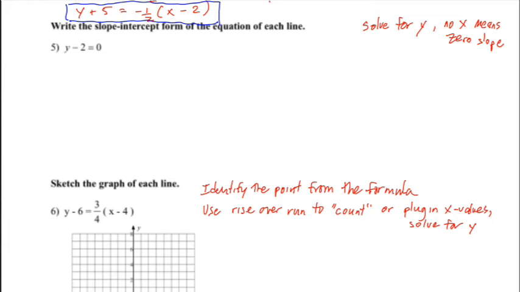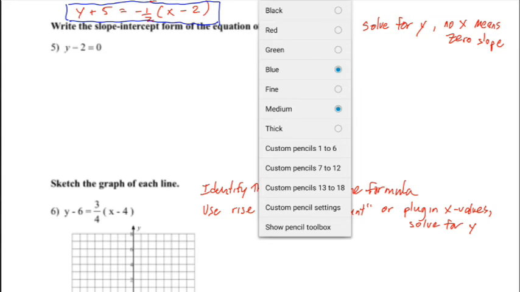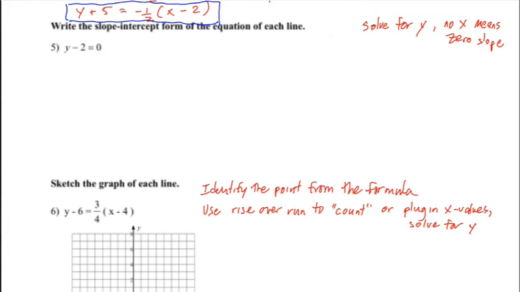If we recognize this as point slope version, let's write this down. y minus y1 is equal to m times x minus x1. Obviously, minus 2 is going to be our y1 value here. And everything on the right side of this is 0.